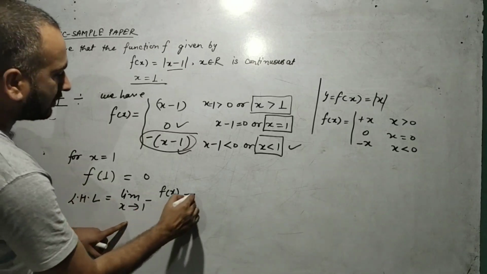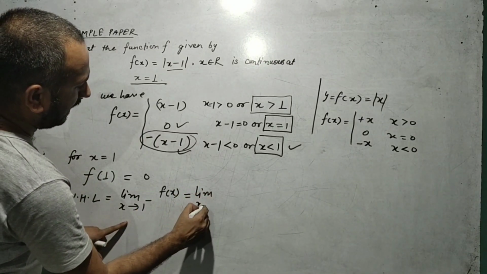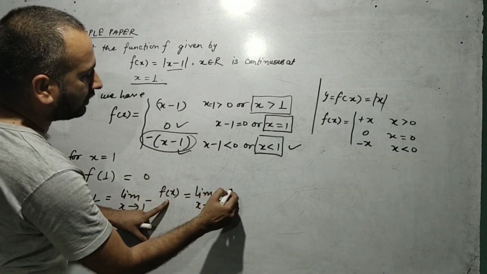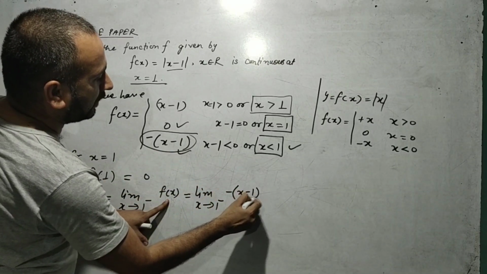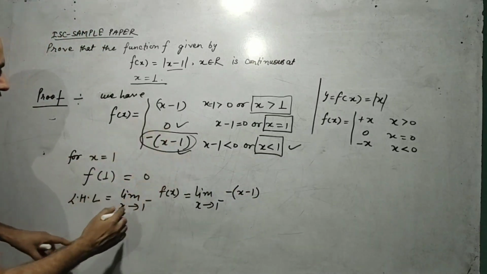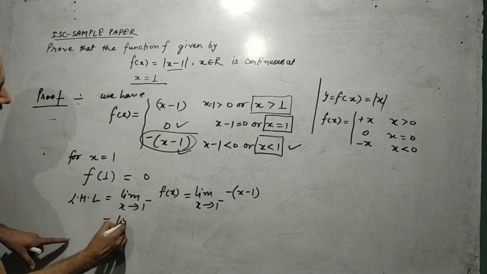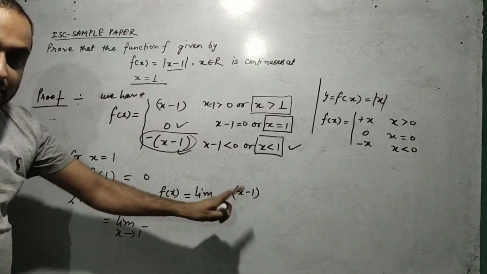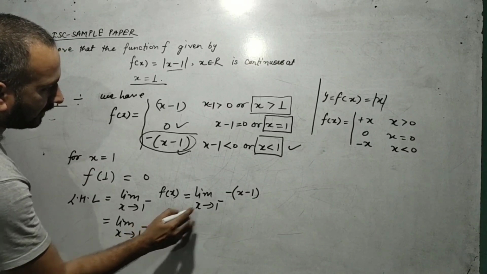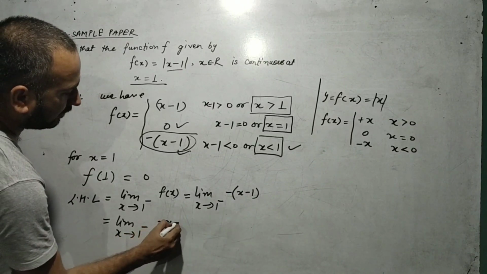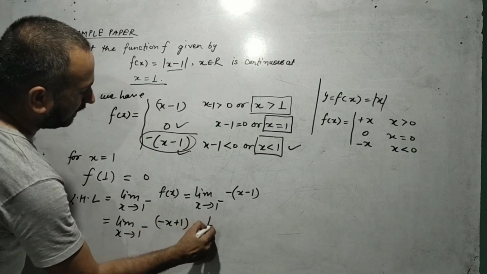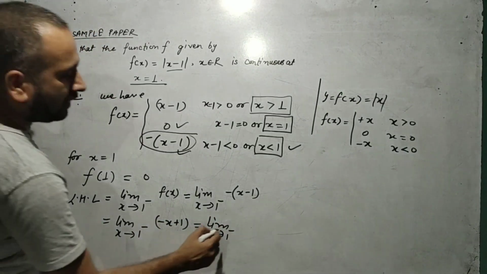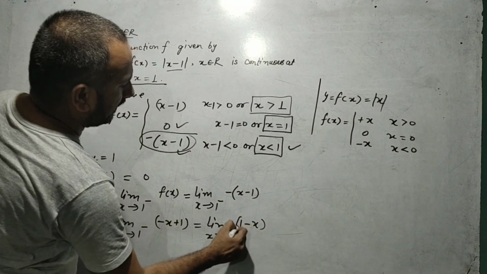So see here, the limit as x tends to 1 from the left, your function will be minus of x minus 1. Is it clear? Or we can solve it in this way: limit x tends to 1 from the left. Of course we can solve it. It is minus x plus 1, so the limit as x tends to 1 from the left will be 1 minus x.